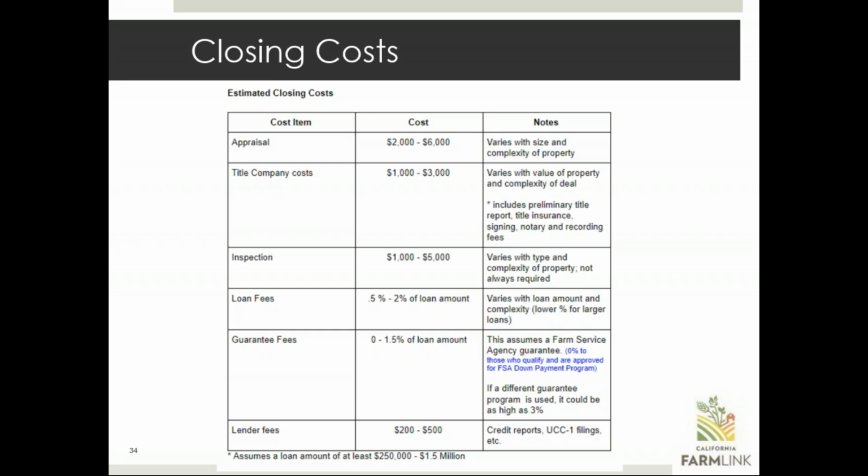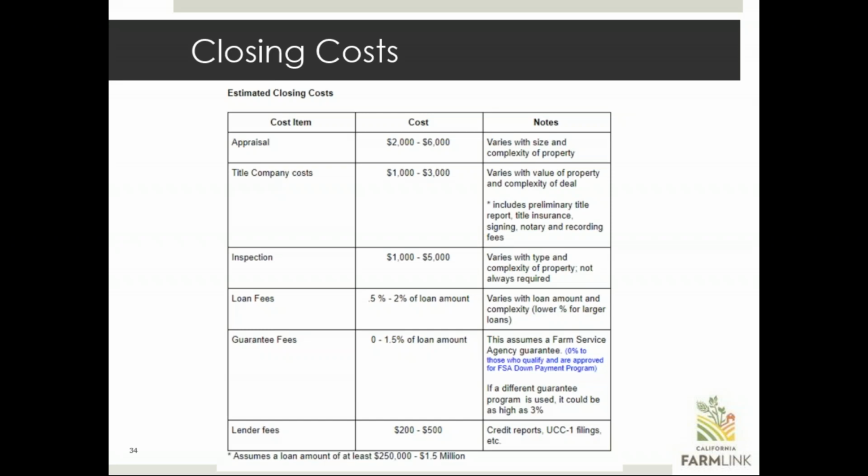Your title company will often charge up to $3,000. There's inspection costs as well, up to $5,000. Then there will be loan fees, which are different from lender fees. Loan fees are going to be between 0.5% and 2% of the loan amount. And a lender fee is usually $200 to $500 or so, and this is including things like credit reports and UCC1 filings. And then there's some guarantee fees as well.